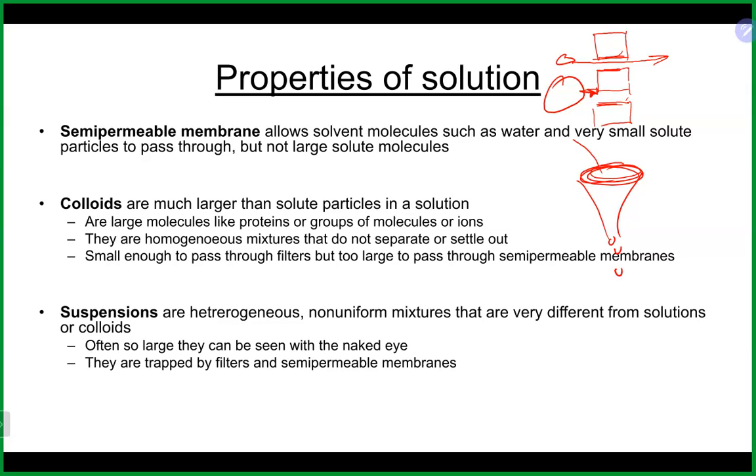Suspensions are really big, which means that they do get trapped by both filters and also membranes. So if you go to filter something out and there's something in that mixture and it gets trapped on the filter paper, then it's going to probably be a suspension. Like I said, if you took some sand and water and poured it through a filter, the water will go through no problem, but the sand is obviously going to get caught up there on the filter paper, and that would be the suspension. Questions on that there.